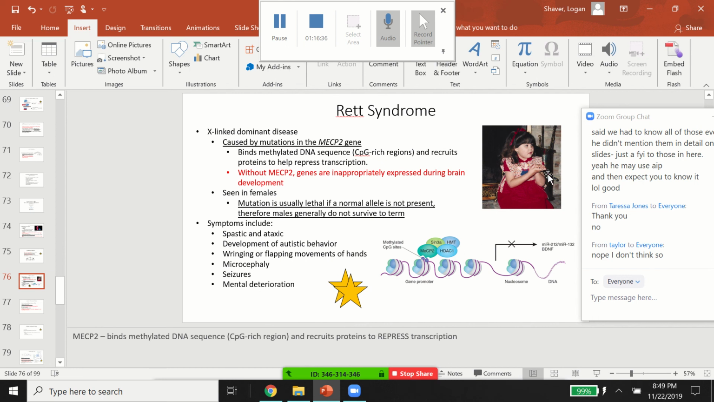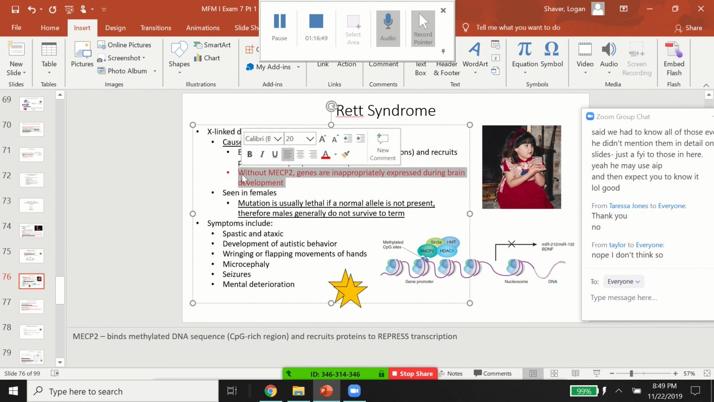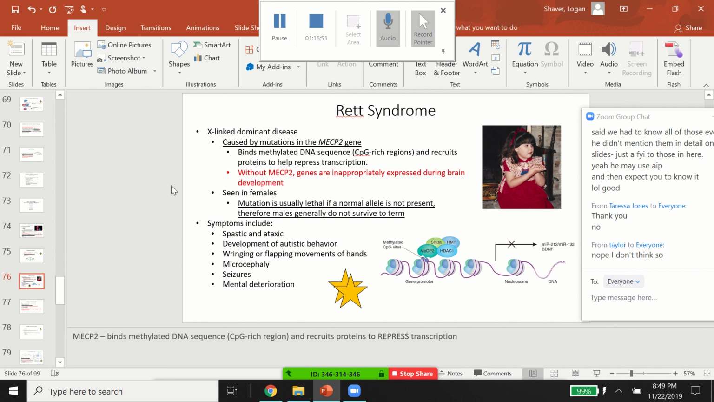All right, Rett syndrome. Okay, this is an X-linked dominant disease caused by mutations in the MECP2 gene. Okay, maybe know what MECP2 is associated with. That's always something that they like to ask about every now and then. Also, know the symptoms that stand out for you.